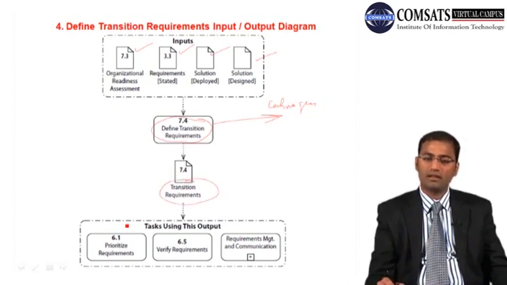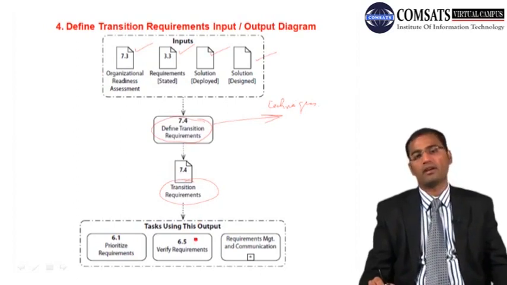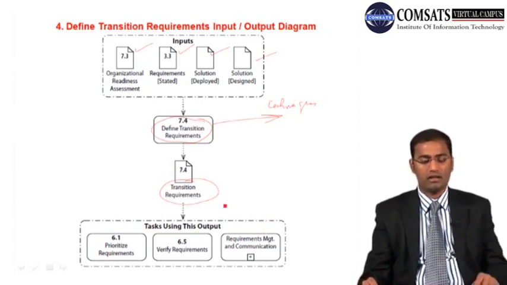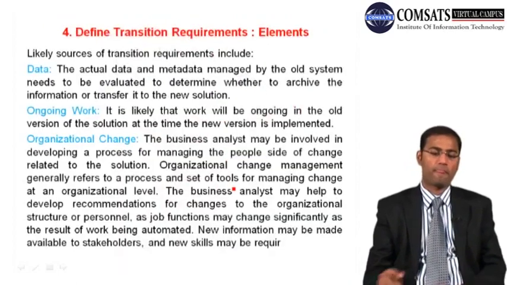So what tasks will be using this output of the define transition requirements task as input? The one is prioritize requirements. So that is the first task. So the task of the fifth knowledge area, that is requirements analysis and design definition, and then verify requirements is the fifth task of requirements analysis, and then requirements management and communication tasks, they are using this thing.